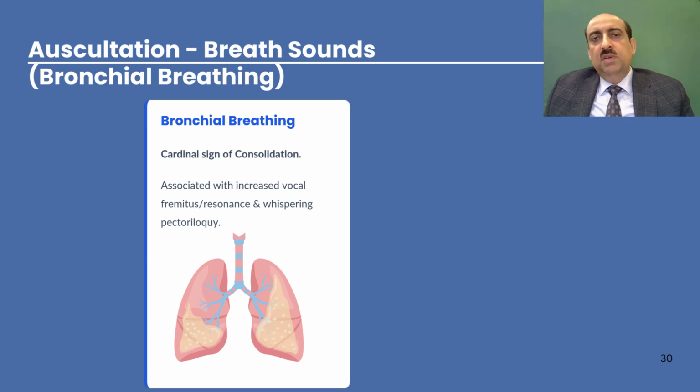And whispering pectoriloquy is a sign when a patient whispers something like saying 1, 2, 3. In a normal situation, you should not be able to auscultate over the chest wall with a stethoscope. The sound should be very muffled or barely audible, because air doesn't conduct the sounds properly. But if there is a dense material like consolidation, the conduction of that whispered sound will be far greater and better, and you should be able to hear it.